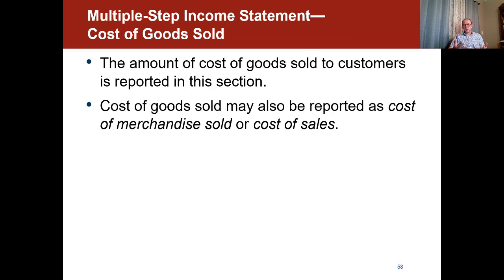Then in the next section we have the cost of goods sold, and this is the amount of cost of goods sold to customers that would be reported in this section. Cost of goods sold may also be reported as cost of merchandise or cost of sales. Sometimes they call it cost of merchandise sold, and many businesses simply call it by the short name, cost of sales. However, I have to say that the most commonly used expression for cost of items sold is the cost of goods sold.